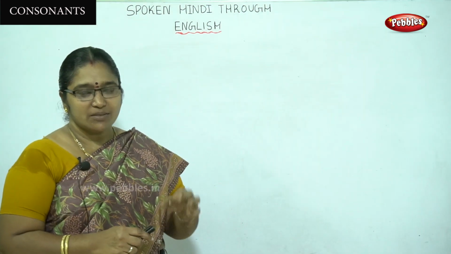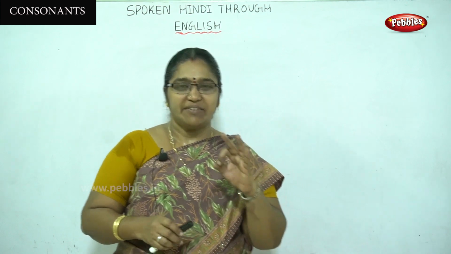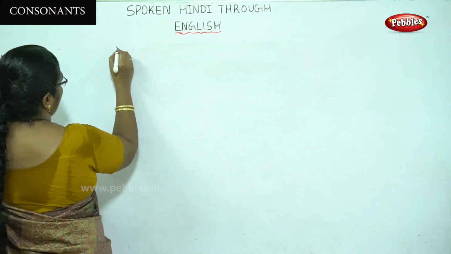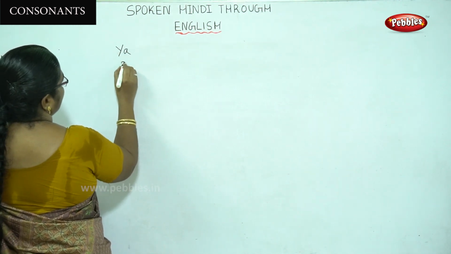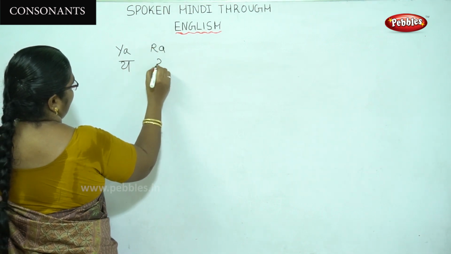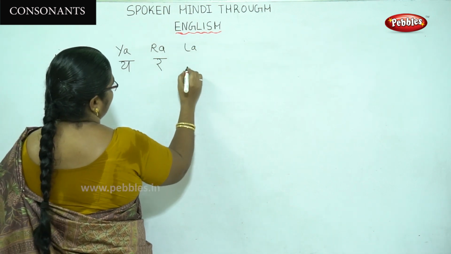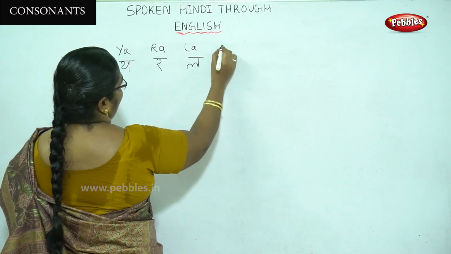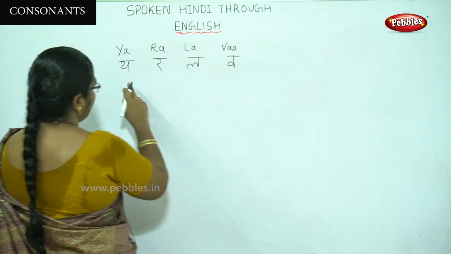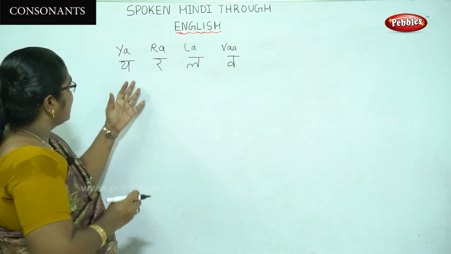Next we can see the last 3 lines in Vyanjans. For that we are having the letters ya, ra, la, va. Okay, ya, ra, la, va. Is it clear, girls? Is it clear?